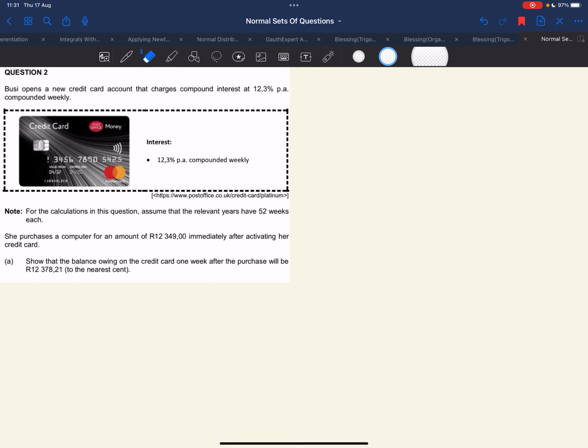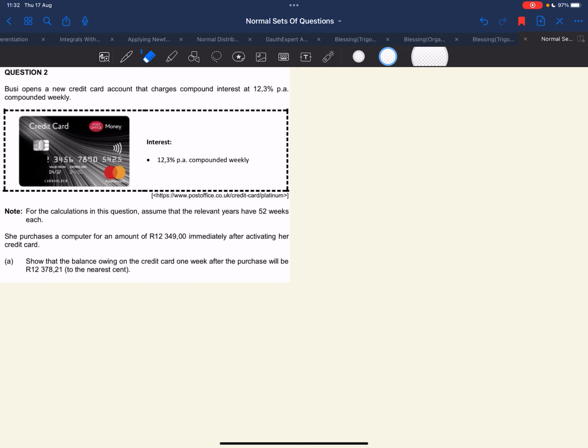Then you are being shown the card and everything there. And they also say, note for the calculations in this question, assume that the relevant years have 52 weeks each. She purchases a computer for an amount of 12,349 rand immediately after activating her credit card. Then in A, they say show that the balance owing on the credit card 1 week after the purchase will be 12,378 rand 21 cents.